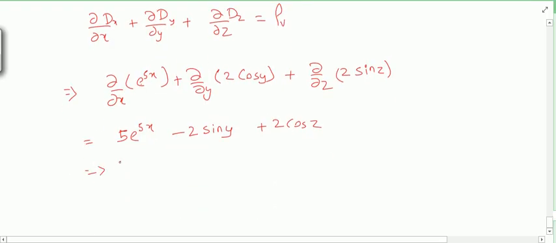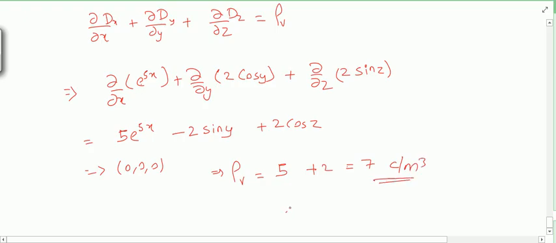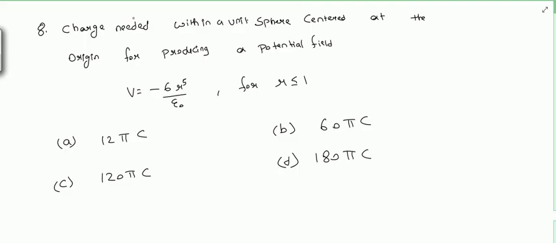So at 0 0 0 it will be 5 e to the power 0, e to the power 0 will become 1, minus 2 sin 0 will be 0, so it will be gone, and cos 0 will be 1. So it will easily be 7 coulomb per meter cube. This will be the volume charge density for the given displacement flux density, 7 coulomb per meter cube. This was an easy question. Now let us see the next question.